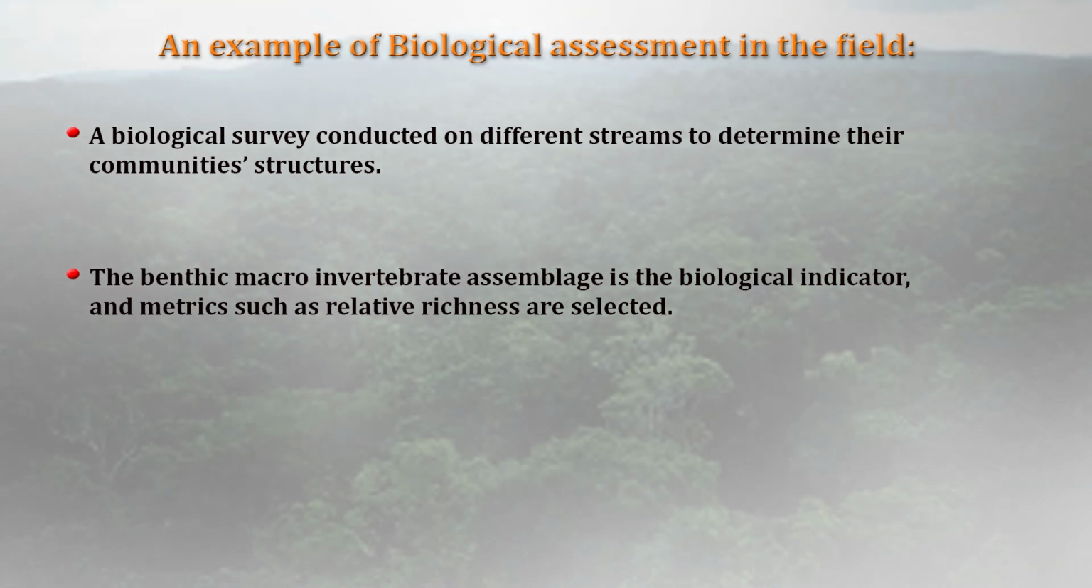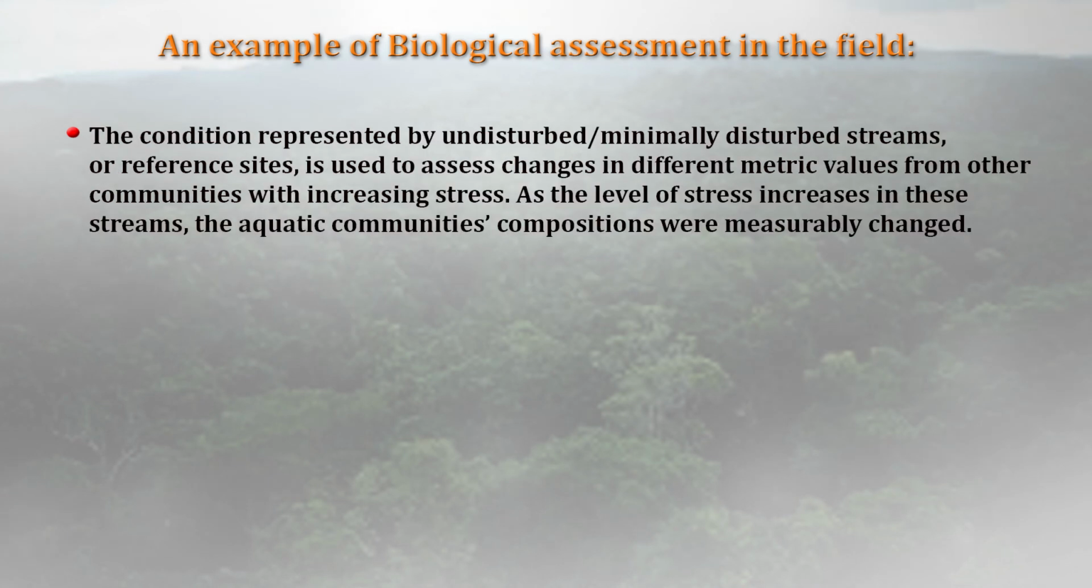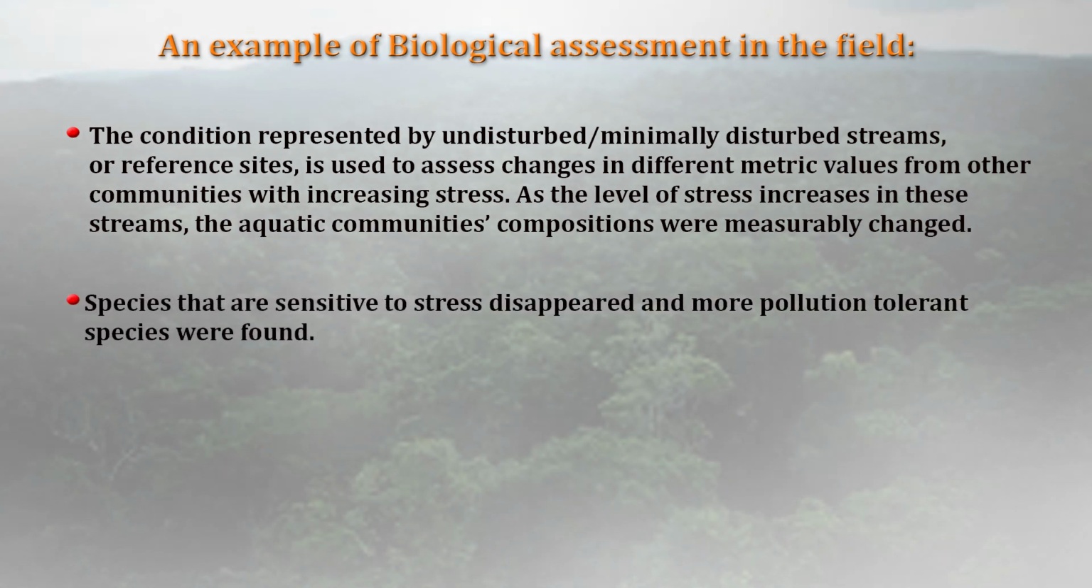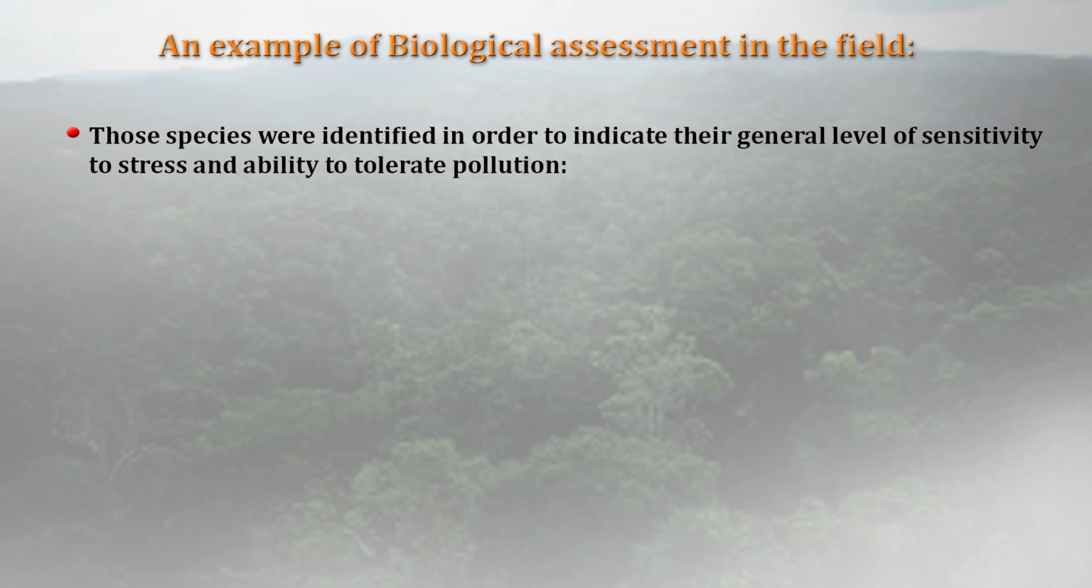Then metrics such as the relative richness can be selected. The condition represented by the undisturbed or minimally disturbed stream or reference sites is used to assess the changes in the different values from other communities with increasing stress. As the level of stress increases in these streams, the aquatic communities and compositions are measurably changed. The species that are sensitive to stress disappear and more pollution-tolerant species are found. So, those species were identified in order to indicate their general level of sensitivity and ability to tolerate pollution.